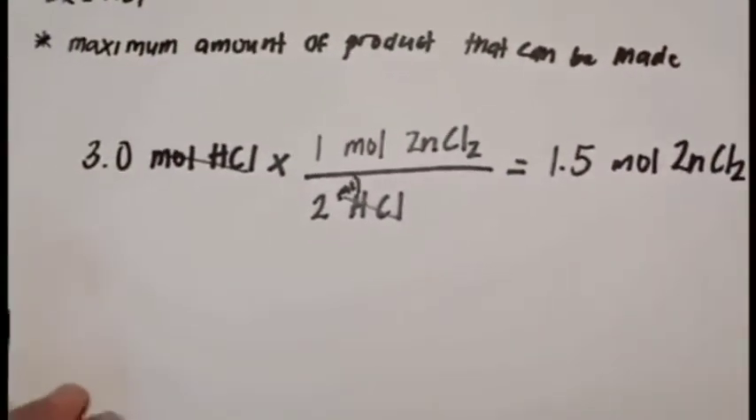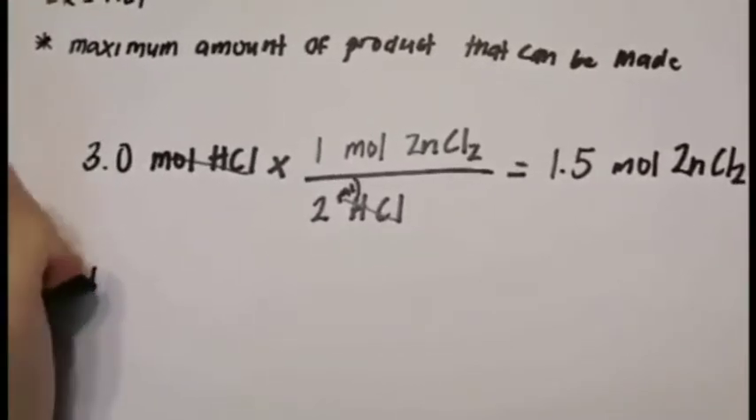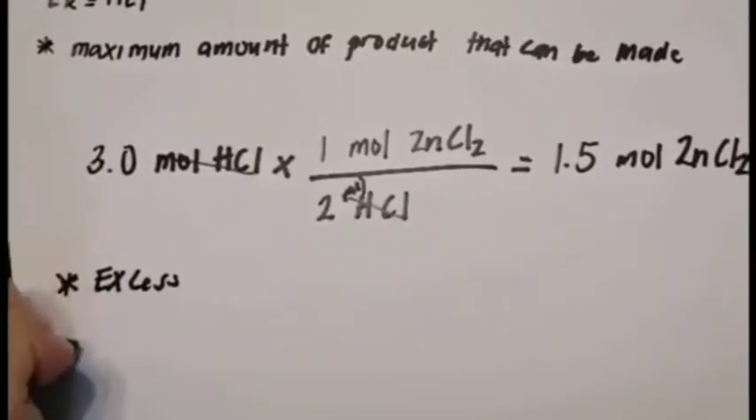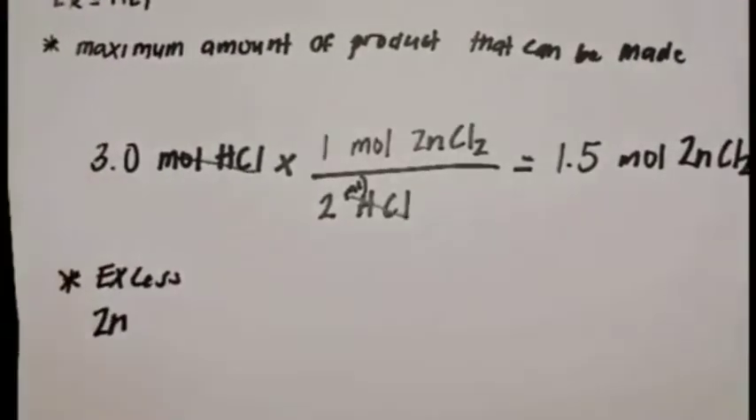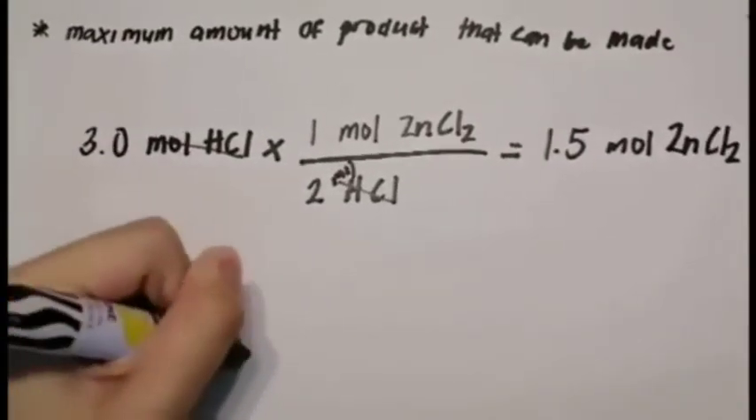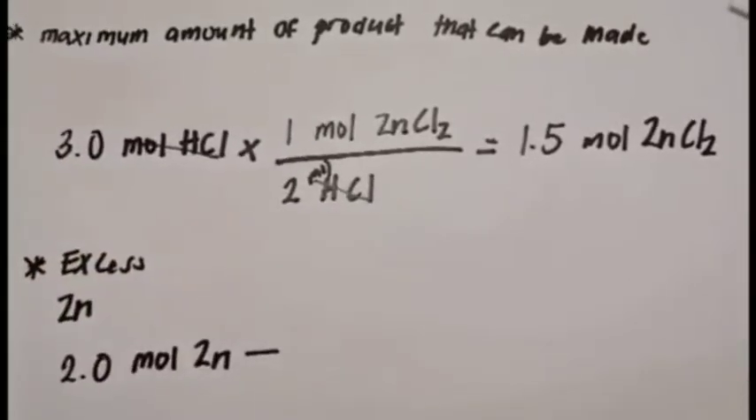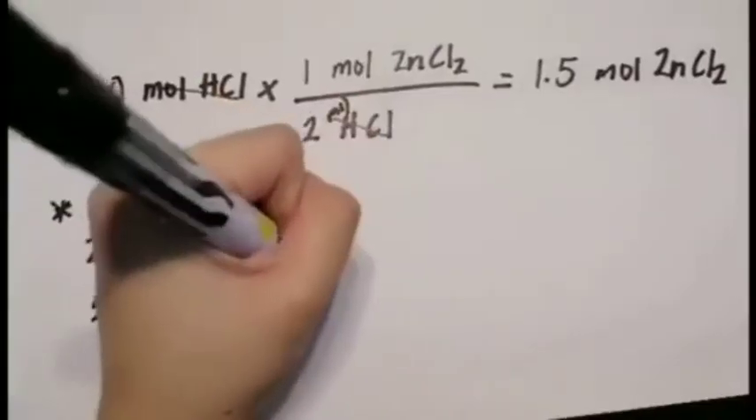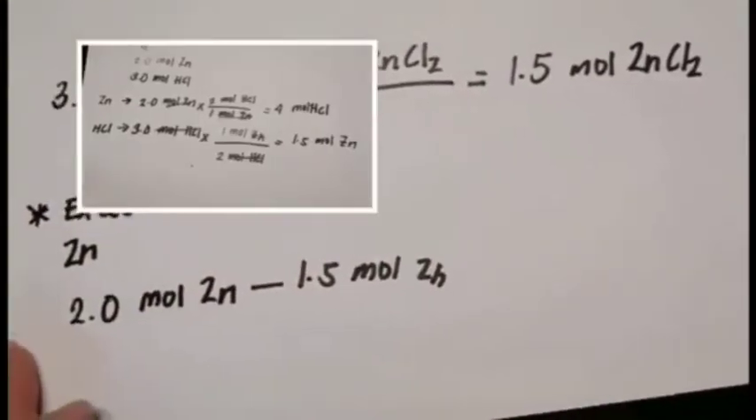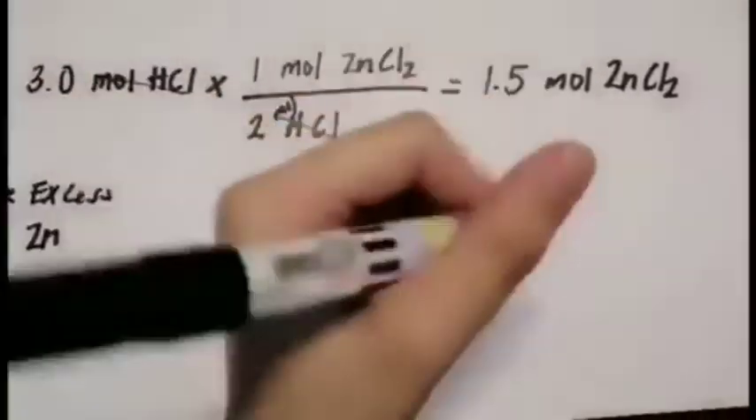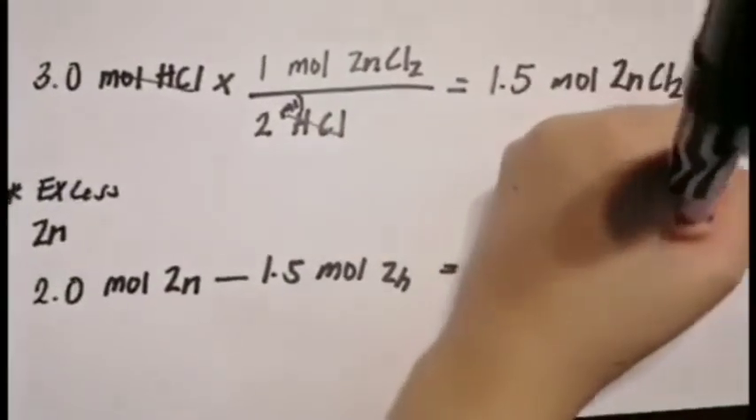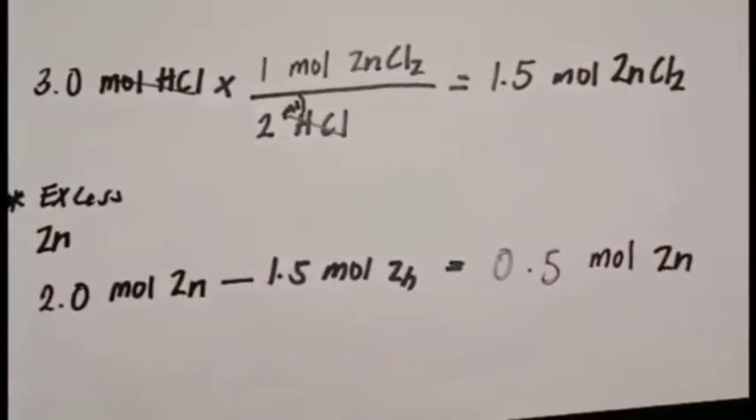So next we solve for the excess, or the amount left over. Do you remember our excess reactant is basically the zinc. So we have to determine first the original amount of zinc, and subtract the amount that we used for the zinc, which was 1.5 mole of zinc. We got that from the limiting reactant equation. So it equals 0.5 mole of zinc. That's the excess. So now we've solved the problem.